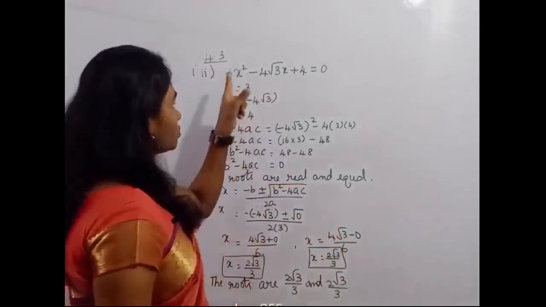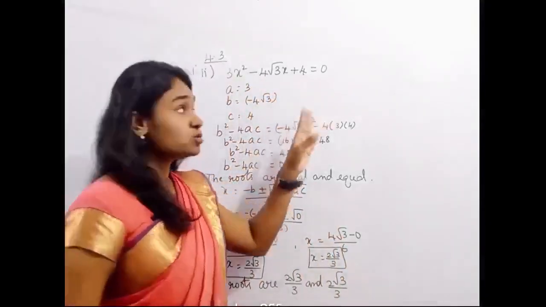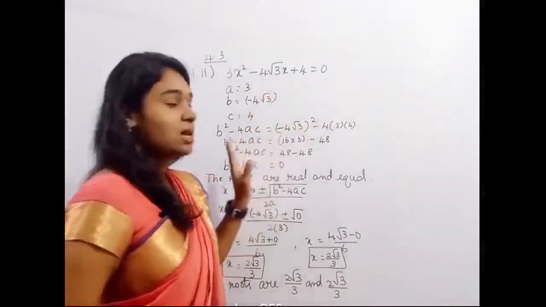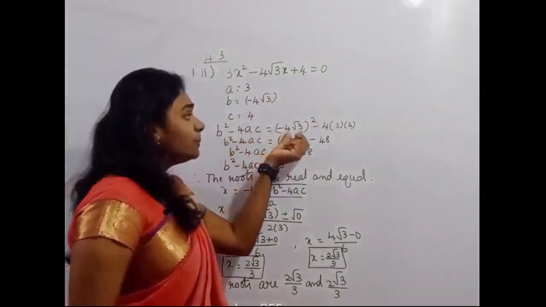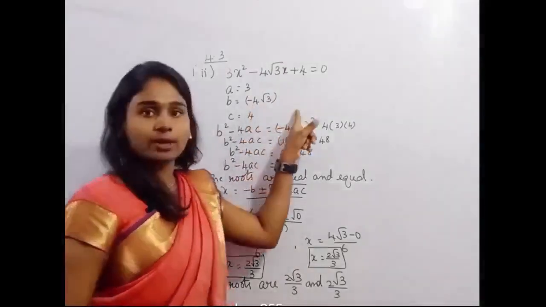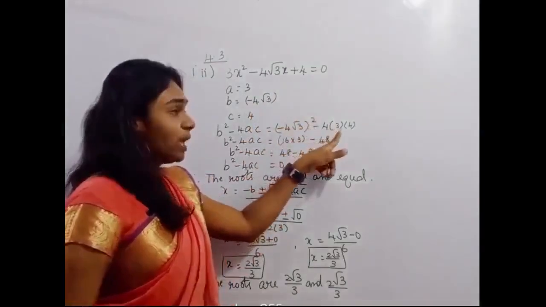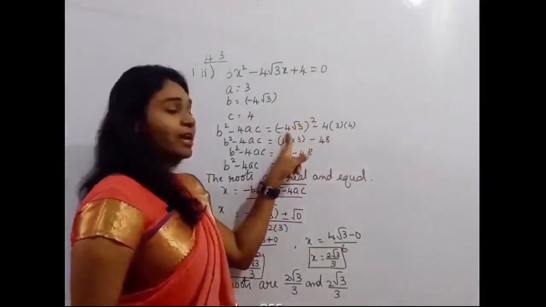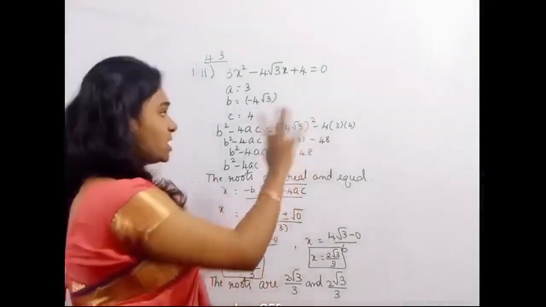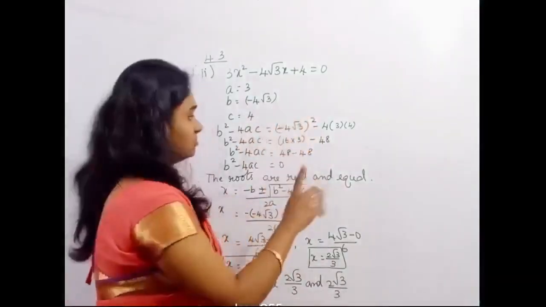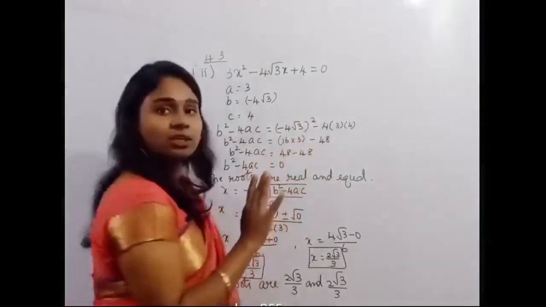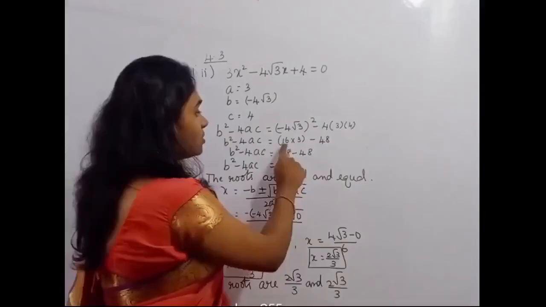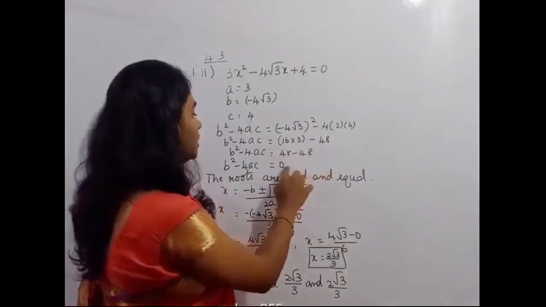Let us solve the second question of exercise 4.3. Now it says 3x square minus 4 root 3x plus 4 equal to 0. So finding the discriminant for this, as usual, writing down the values of a, b, c, and then b square minus 4ac. Here b square is minus 4 root 3 the whole square, minus 4 into a is 3 and c is 4. Now the square applies to both minus 4 and root 3. So minus 4 whole square is 16 into root 3 squared gives 3. Minus 4 into 3 is 12, 12 4s are 48. So 16 into 3 is 48. So 48 minus 48 equal to 0.